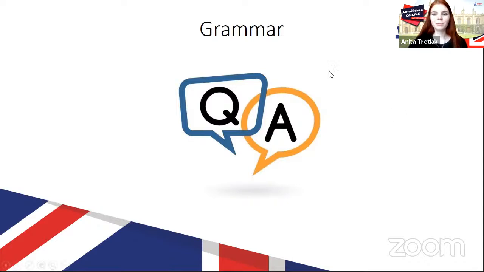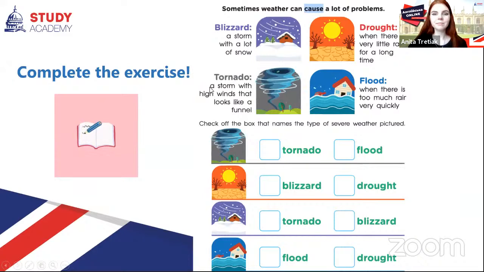So then we can work with the words, with the vocabulary. And here it is, complete the exercise. And here are the different weather conditions. And we can say that sometimes weather can cause a lot of problems. And here you can see the pictures and the definitions of these weather conditions.